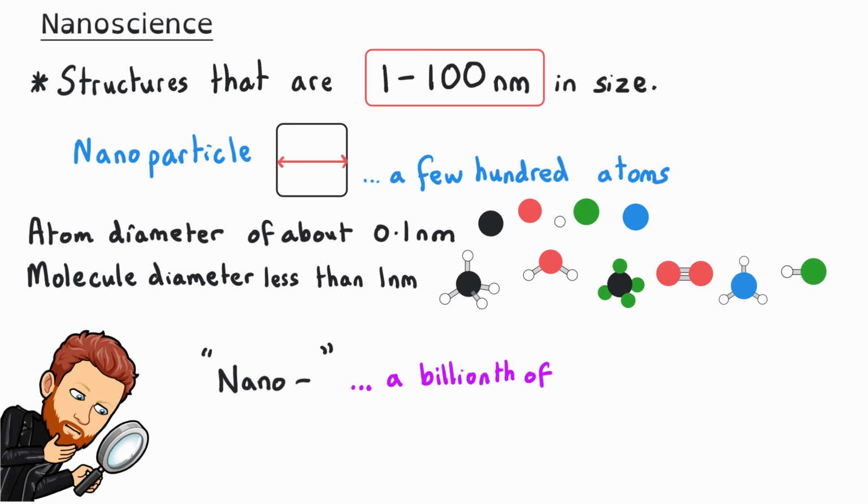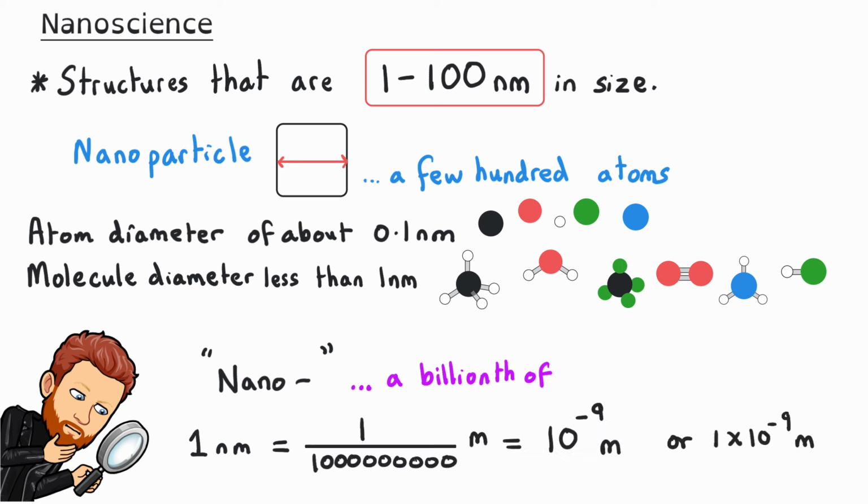However, nano as a prefix actually has a particular scale. It means a billionth of something. And so when considering length, 1 nanometer is a billionth of a meter, or 10 to the minus 9 meters, or we might write 1 times 10 to the minus 9 meters in standard form.